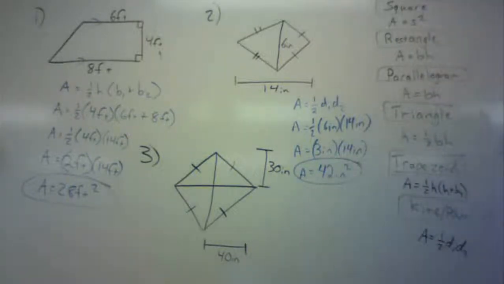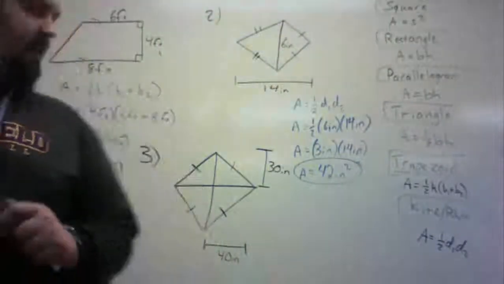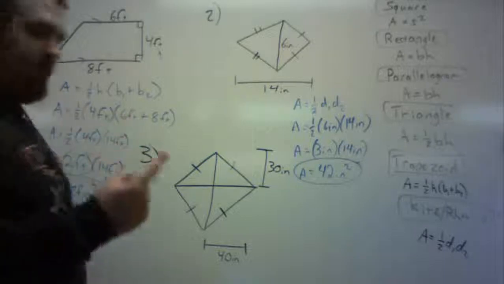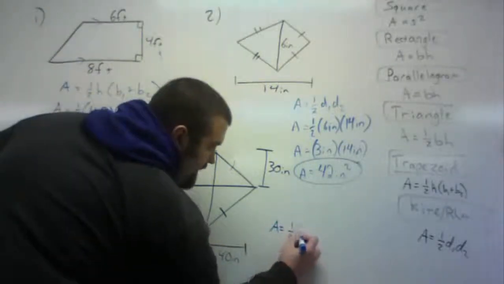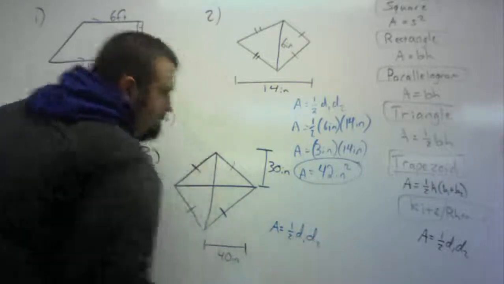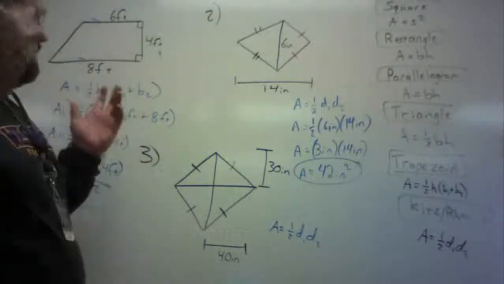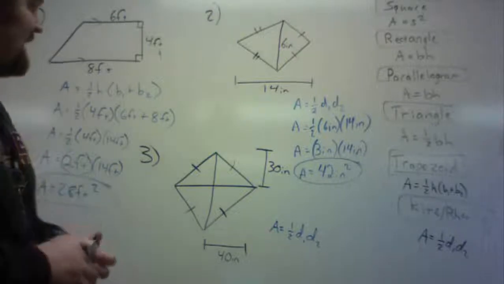Alright, 2 problems down. Third one left. Again, identify the shape. Well, I see 4 congruent sides, automatically a rhombus. So I know right away area equals 1/2 diagonal 1 times diagonal 2. Well, diagonal 1 is a 30 and the other is a 40. Yeah, I'd say so, except there's one slight issue.